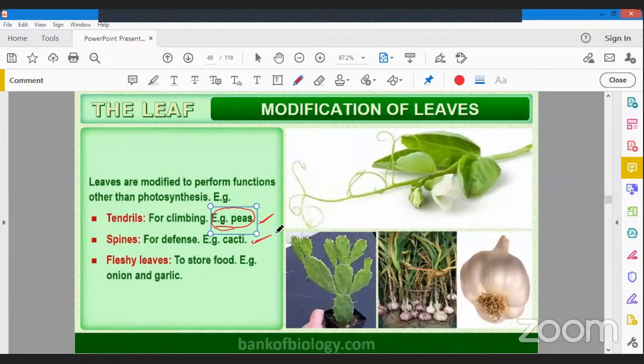Then fleshy leaves to store food. Example, onion and garlic. Write it down. Take it down.